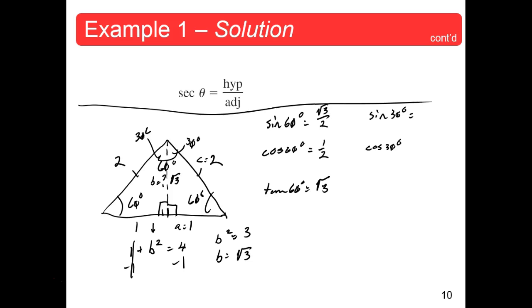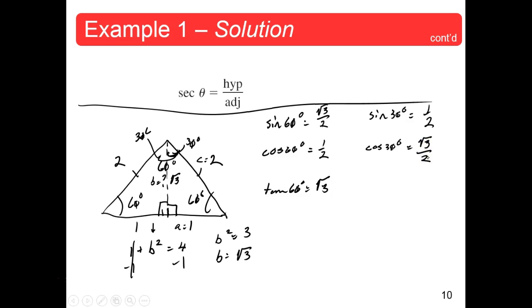What's the sine of 30 degrees? Go up to this angle. There's your 30-degree angle. And what is it? 1/2. Perfect. And what's the cosine of 30 degrees? Square root of 3 over 2.